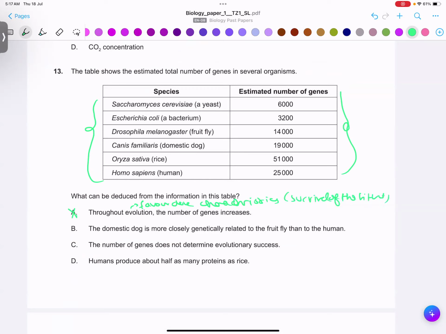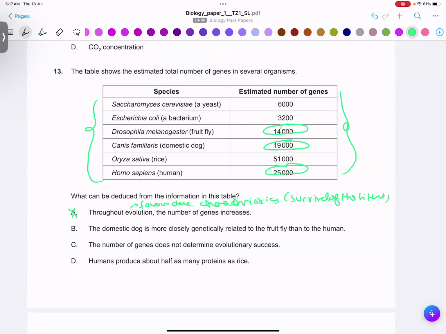The domestic dog is more closely genetically related to the fruit fly than the human. So where is the domestic dog? 19,000. Fruit fly is 14,000. And we have the human at 25,000. So that's not necessarily true, though. This is not based on the number of genes. We just looked at them, but that's not really true. So they're trying to trick you.